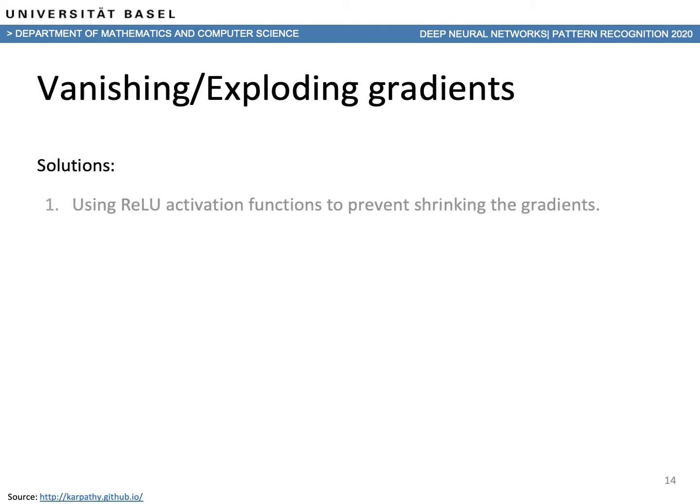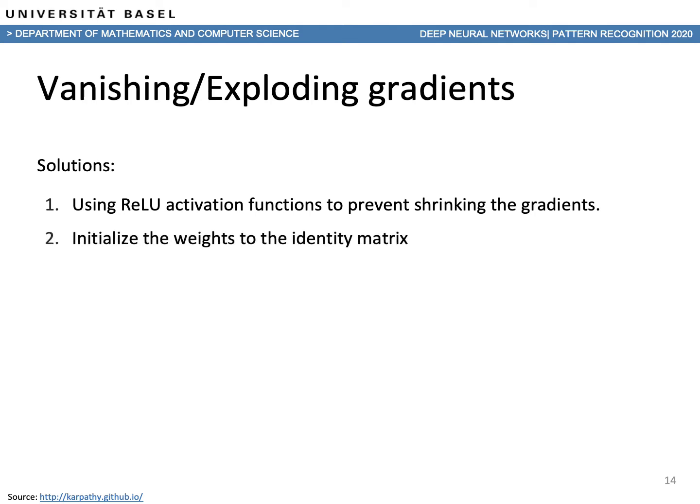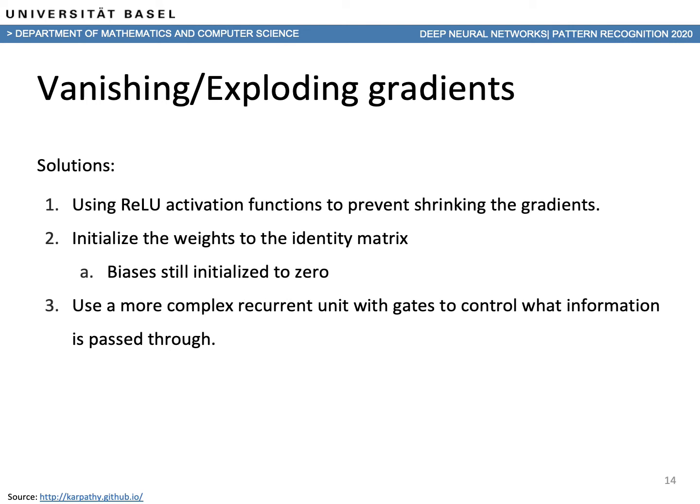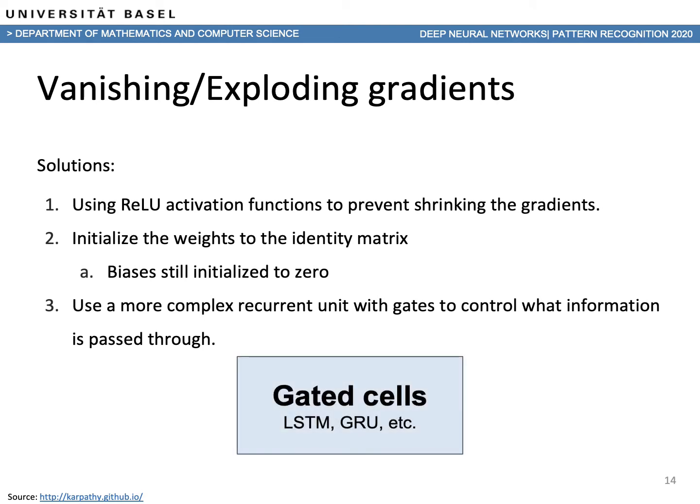A possible solution to that is using ReLU activation functions to prevent shrinkage in the gradients. This is also seen in the fully connected neural networks. A second point is to initialize the weights to the identity matrix. One should still remember here to initialize the biases to 0. And a third thing is to use a more complex recurrent unit, which has gates to control what information is passed through. An example of this is these gated cells, LSTMs or GRU cells, which we'll have a look at now.